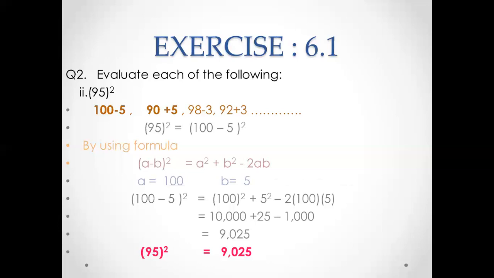95 whole square is equal to 100 minus 5. Now, according to our question, A is 100 and B is 5. Now, we will apply the formula A minus B whole square. This is equal to A square plus B square minus 2AB. See, both the formulas are same, plus and minus. Only the sign of negative and positive with 2ab. Otherwise, a square and b square, they both are positive in both formulas. Only the term of 2ab is positive and negative according to the formula.